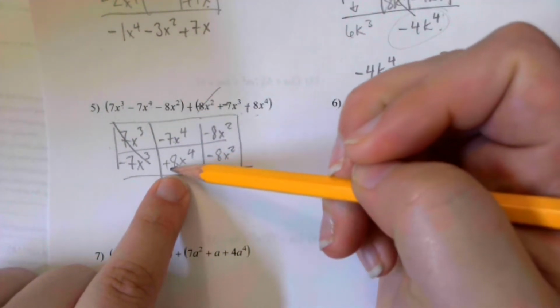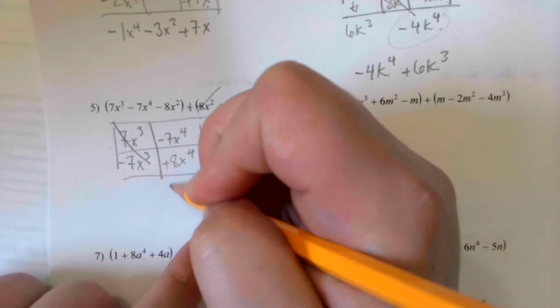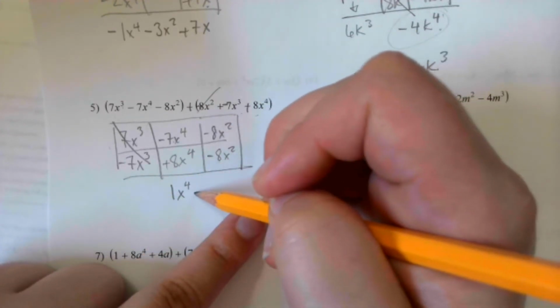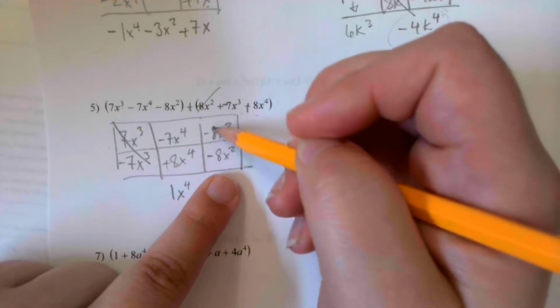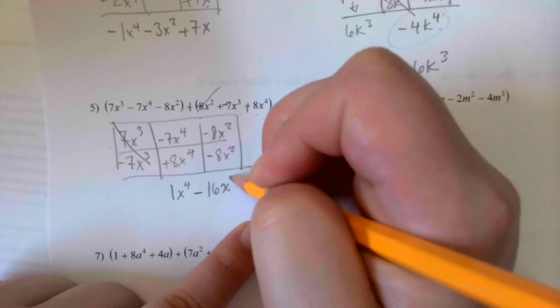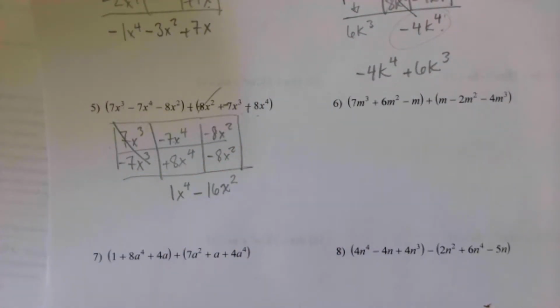I always start with the positive one, it's just easier for me. 8 take away 7, 1x to the 4th. Negative and a negative stays negative. Combine adds them. 16x squared. We don't change the powers when we're adding and subtracting.